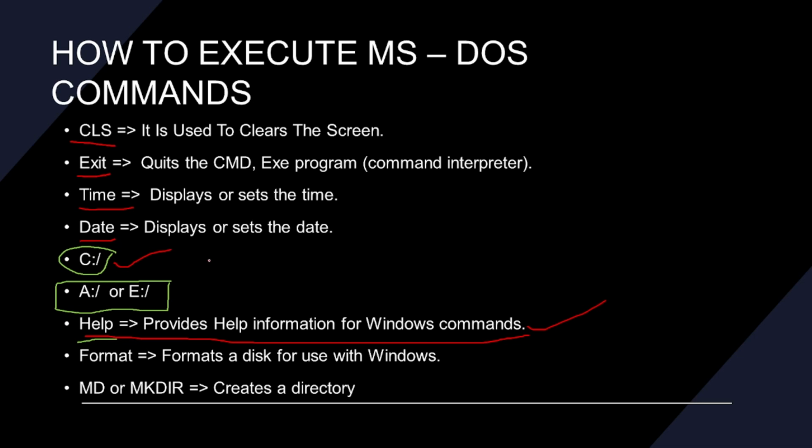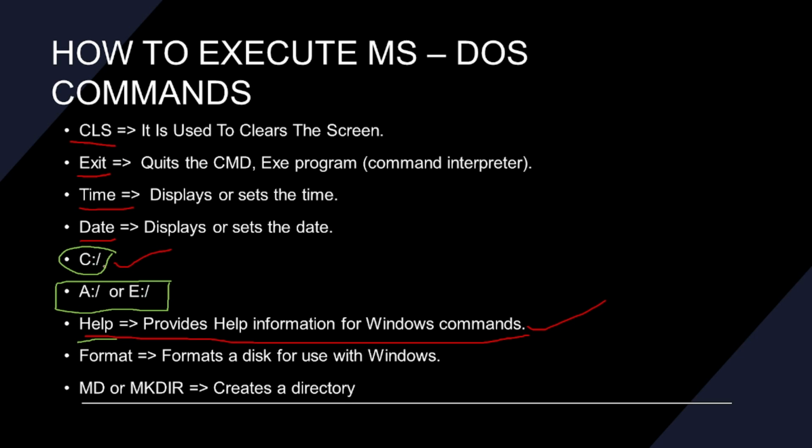The C prompt indicates the hard disk, as I said earlier on, which is known as the parent directory, whilst the A prompt indicates the floppy drive. Now, some may ask, floppy drive, are they still used? Yes and no. By God's grace, we thank God for pen drives and other flash drives. So then, or the E prompt.